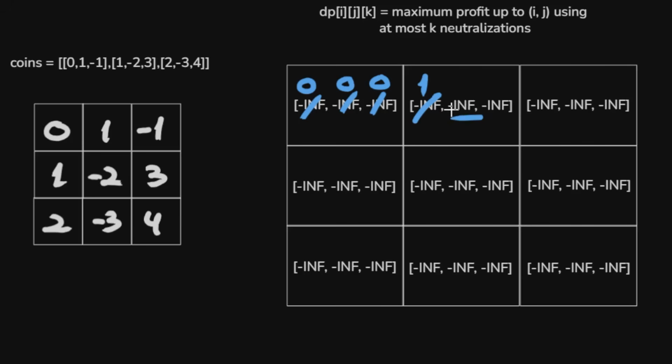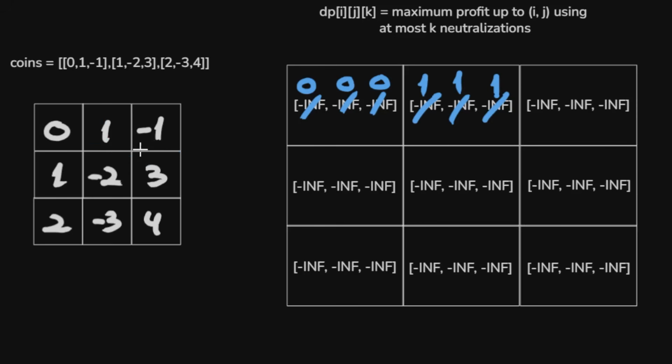Next we are here. We are using 1 neutralization, but this is a positive number, so this is actually not necessary. We can take the accumulated number in this cell at the same position, and this number is 0. So we do 0 plus 1, and this is 1. Next here we are using 2 neutralizations, but this is not necessary once again because this is a positive number. So we take the accumulated number at the same position plus the current number. 0 plus 1 is 1.